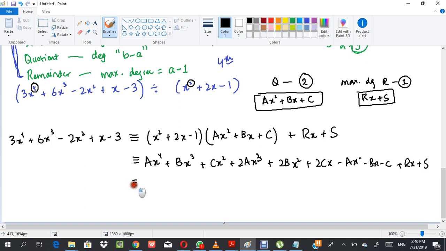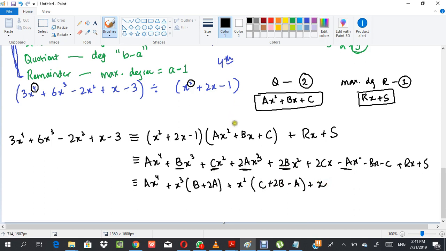Now we'll collect the like terms. So we have ax to the power of 4, add x cube, b, and 2a can be put together: b add 2a. Add x squared. Now let's collect all the terms containing squares. So we have c, we have 2b, we have negative a. Now let's collect all the terms containing x. That is 2c here, negative 2b, negative b, and plus r.